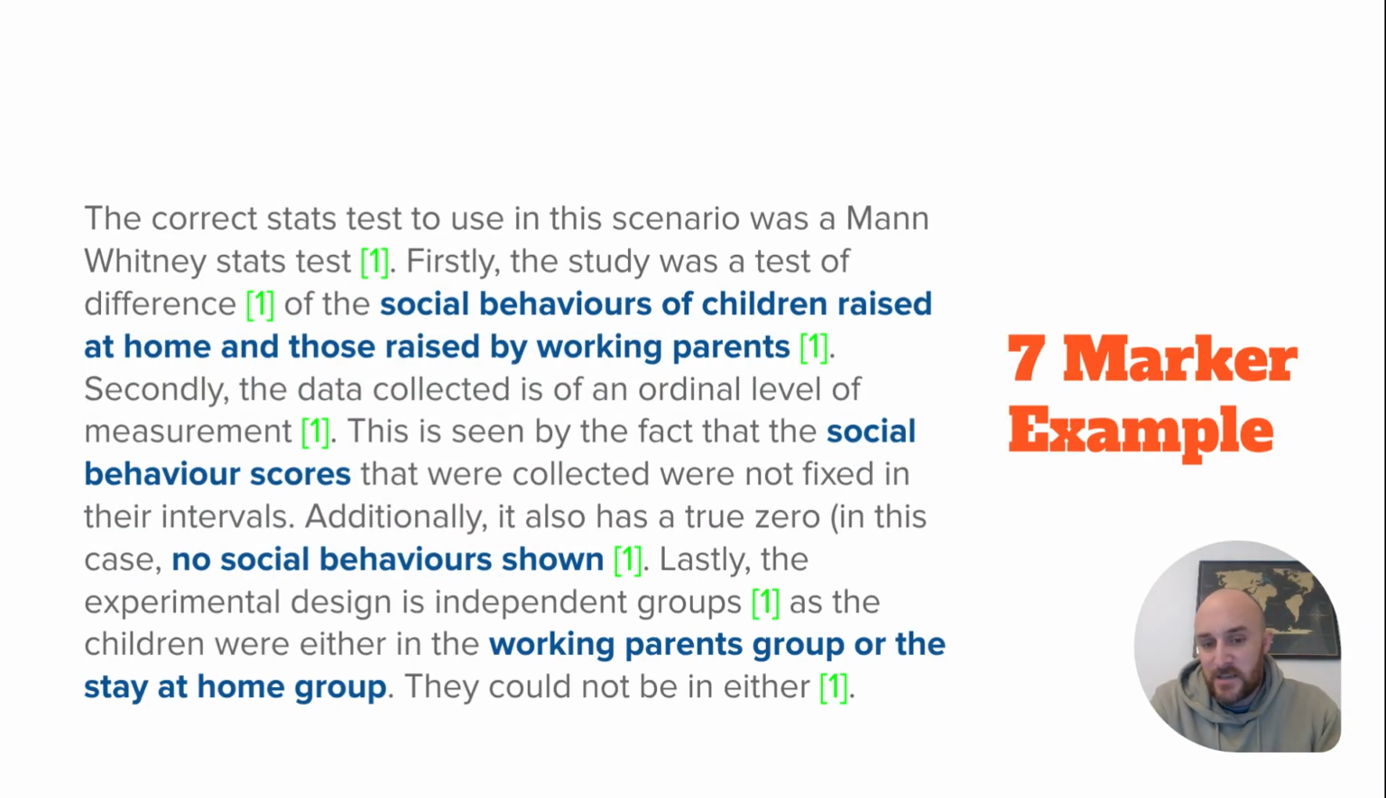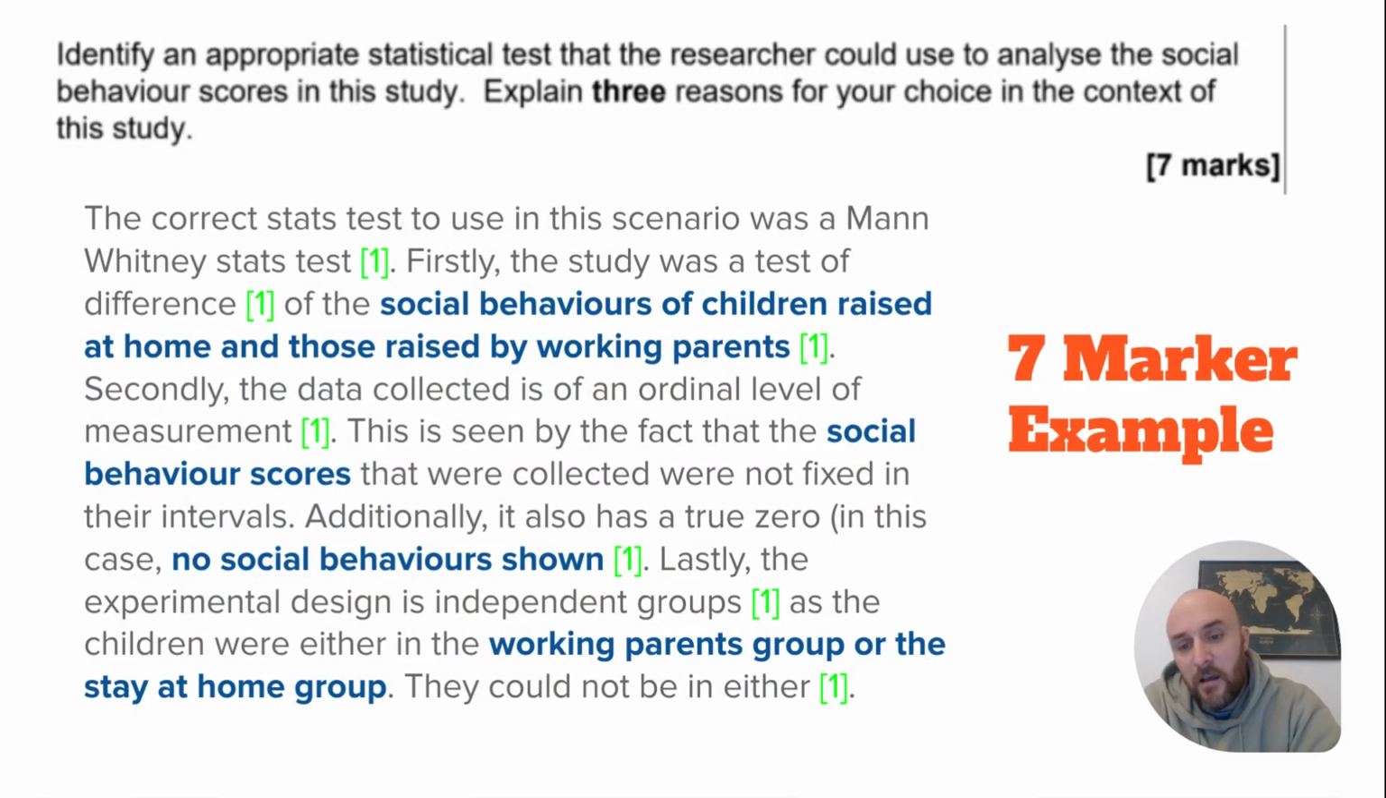To get 7 out of 7, you'd need the last one here. Lastly, the experimental design is independent groups. And again, that's that 6th mark there. As the children were either in the working parents group or the stay-at-home group, they could not be in either. 7 marks should take you around about 9 minutes and 15 seconds with that standard exam time. Extra time, it's something like 11 minutes, I think. It should not take you 9 to 11 minutes to write this. This is relatively straightforward stuff.